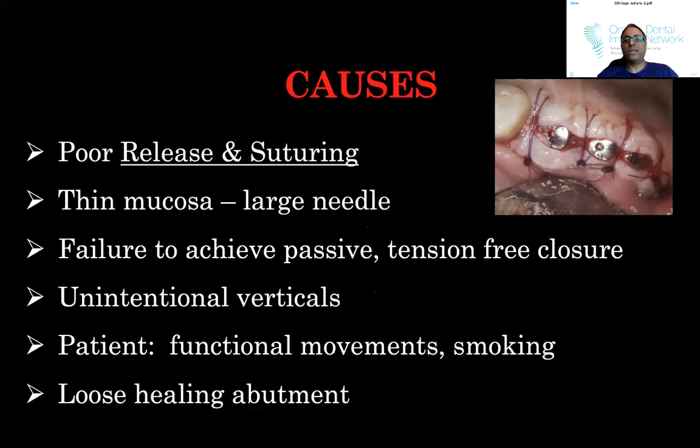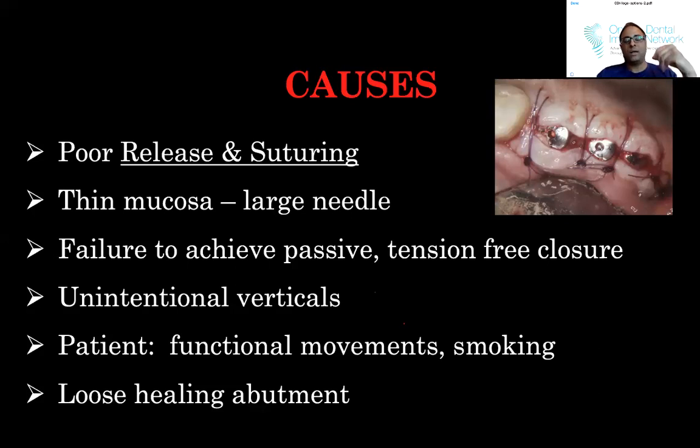Or you're just using two big needles. The needles are too large, the tissue's too thin, it's a small site, and swelling is going to happen, right? You need to accommodate for that swelling. So again, that's where I say suturing is important. We didn't get passive tension free, so we still have a lot of tension, so things just open up. Again, we've got unintentional verticals, you know?